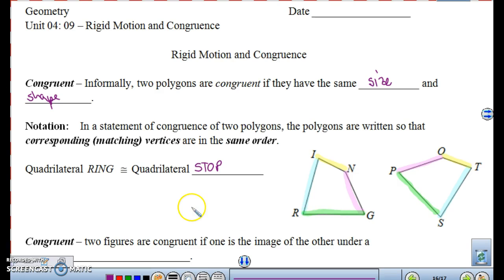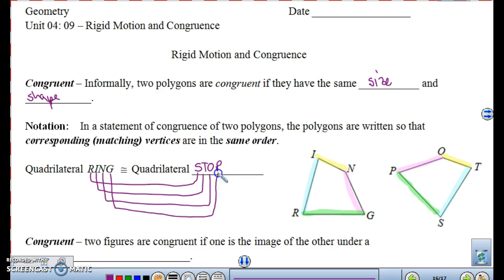What's important about the notation is that the vertices that match up are in the same order. R corresponded to S, I corresponded to T, N corresponded to O, and G corresponded to P. So that's how you would match them up. If I flip this on top, the colors would all match: R to S, I to T, N to O, and G to P. Each one has to match up exactly to the vertices in exactly the same order.